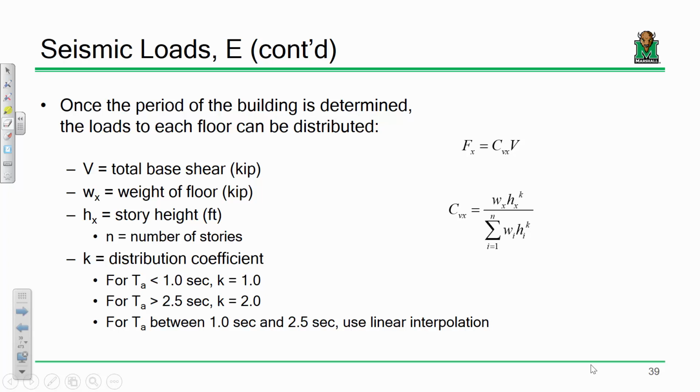Come on. There we go. If it's greater than 2.5 seconds, then K is 2. If it's somewhere in between, we linearly interpolate. Everybody comfortable with linear interpolation? Just stretch it out. Let me say one thing.